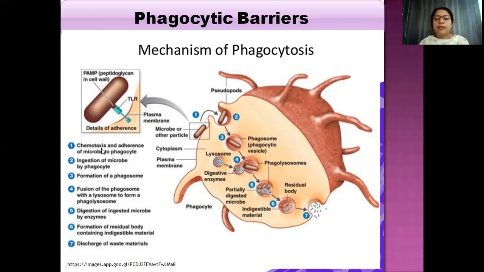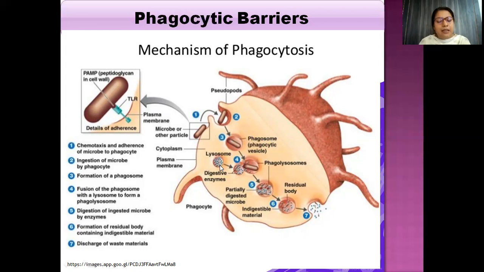Chemotaxis means attraction through chemicals, a chemical attraction between two different cells, the bacterial cell and the macrophage. After this attraction process, the bacteria get adhered to the phagocytic cell. Now, this phagocytic cell ingests the microorganism through the process of phagocytosis. In the third step, there is the formation of a vesicle. Here is a round vesicle. This vesicle is known as phagosome or phagocytic vesicle.